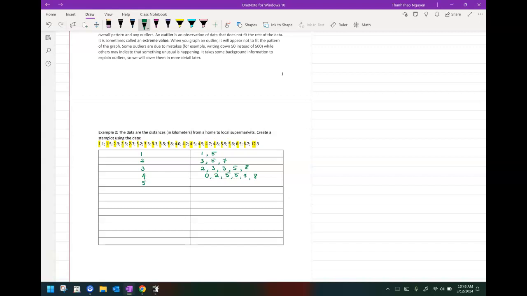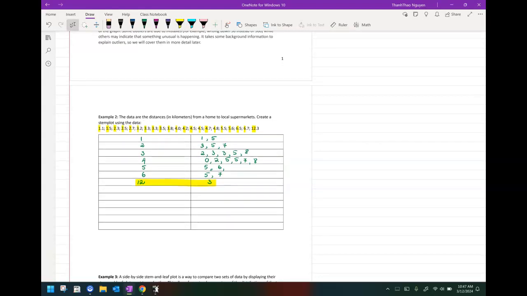Stem 5, we have leaves 5, 6. Stem 6, we have leaves 5, 7. And then we have stem 12, leaf 3. So note that this number here, 12.3, is a lot bigger than all the other numbers, right? So this means 12.3 could be an outlier. 12.3 is an outlier.